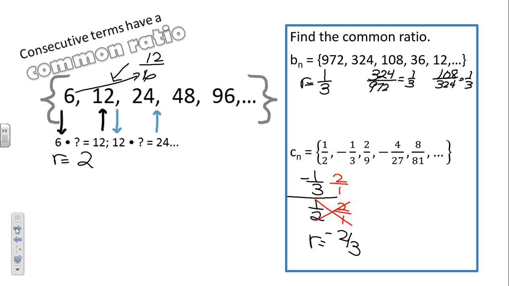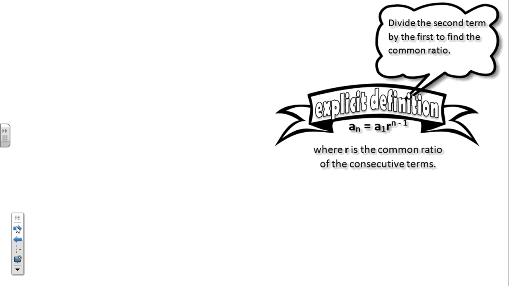Okay, let's check and make sure that's consistent. If we take 2/9, not 29, 2/9, and divide that by negative 1/3, when we multiply by a negative 3 over 1, we're going to get negative 2/3. So our common ratio is negative 2/3. Okay? Questions on that one? All right. So now that we know about the common ratio, let's talk about the explicit definition.